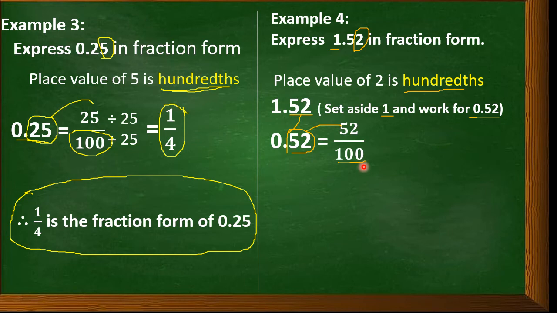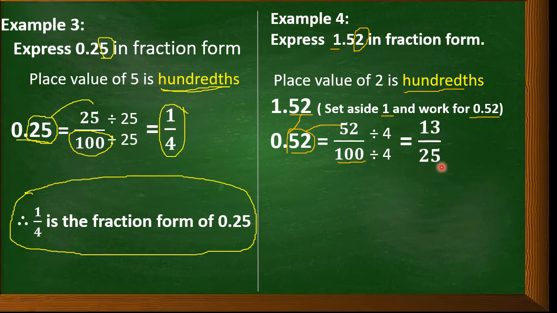This is not yet final because we need to express 52 over 100 in lowest term. We have to divide both the numerator and the denominator by the greatest common factor, and the greatest common factor between 52 and 100 is 4. So 52 divided by 4 is 13, and 100 divided by 4 is 25.